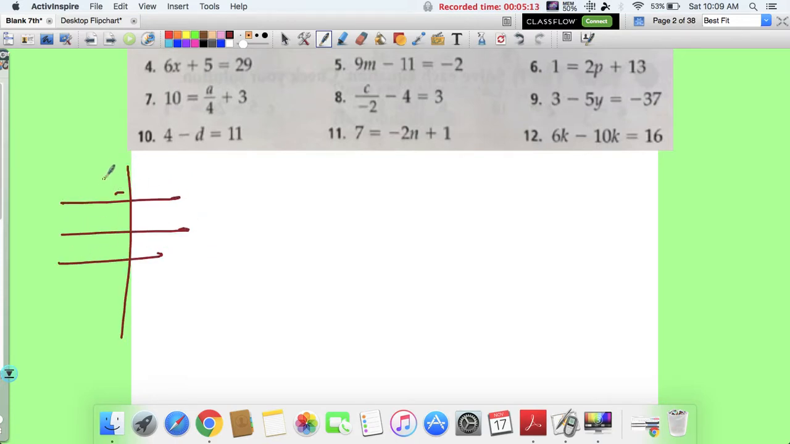Number 7. We have a, which is being divided by 4. Add 3 gives me 12. So, working backwards, I'm going to minus 3 and then times 4. So 10 minus 3 is 7. 7 times 4 is 28. So the variable has a value of 28. Let's just confirm it.